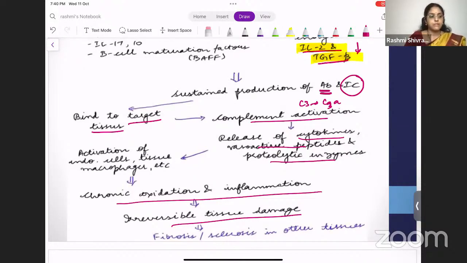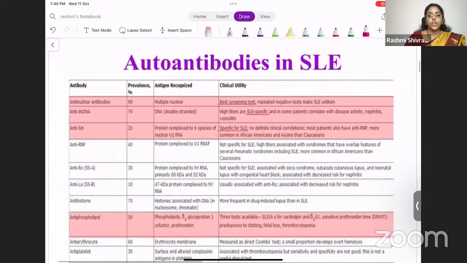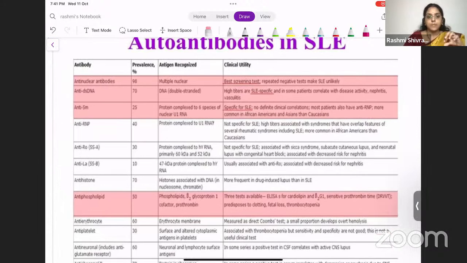Okay, so this is very, very important. Moving on to the most high yield subtopic in this topic, I would say. What are the autoantibodies in SLE? This is very, very high yielding. This is taken directly from Harrison. So this table you need to know by heart so that it will benefit a lot in the exams.